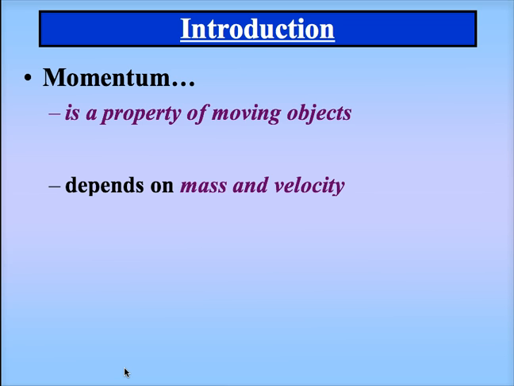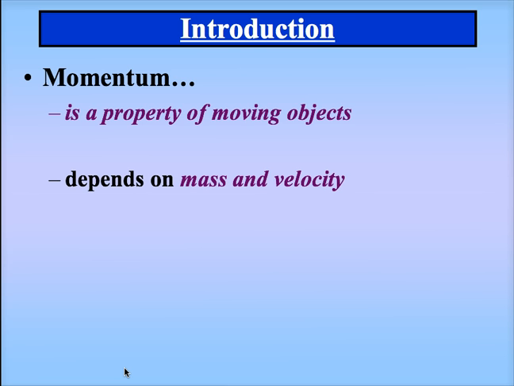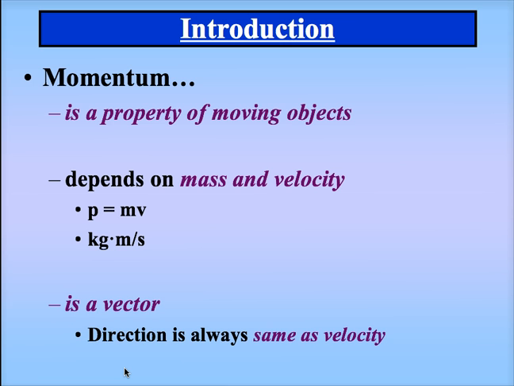So all moving objects have momentum as long as they have both mass and velocity. And the formula is simple. P equals mv. It's measured in kilogram meters per second. There is no special units for momentum. And it's a vector quantity, which means it has both magnitude and direction. And the direction is always the same as the velocity.